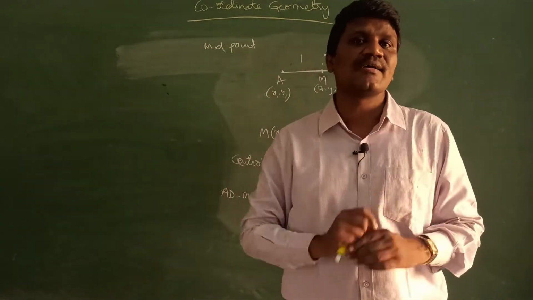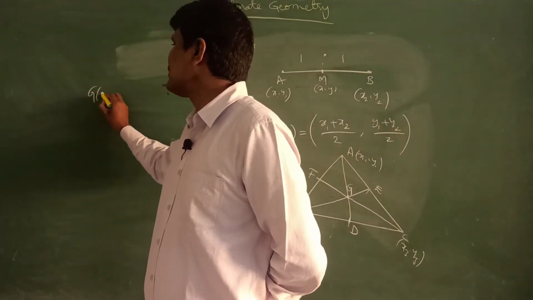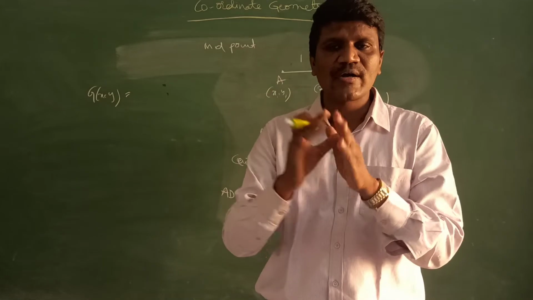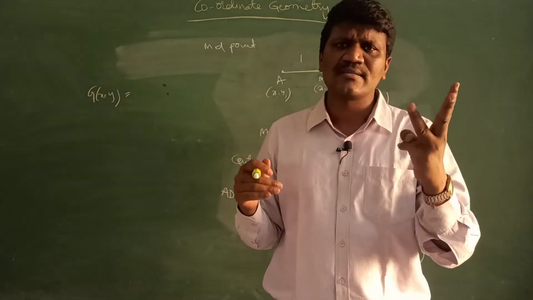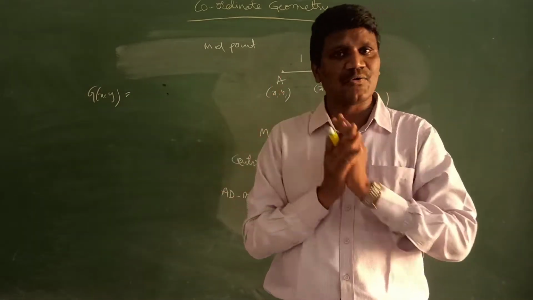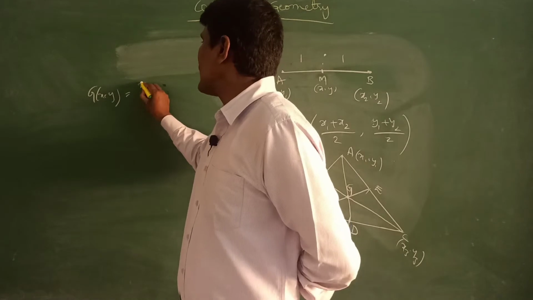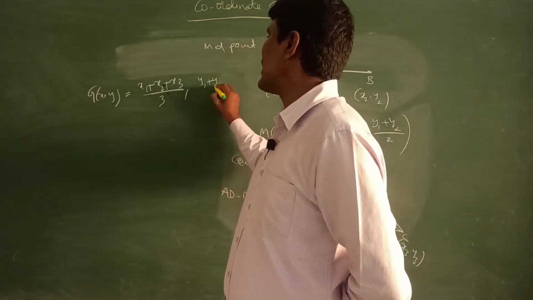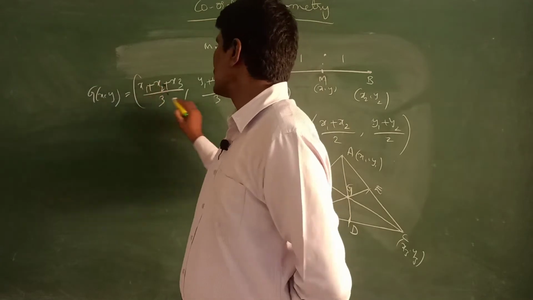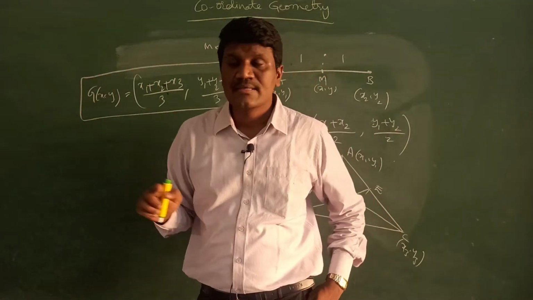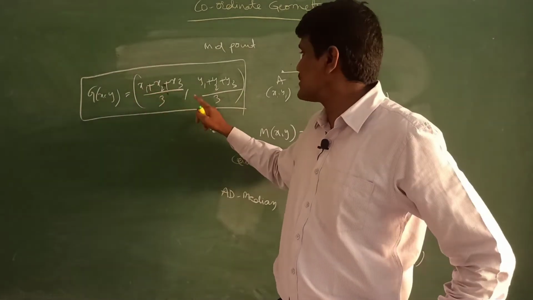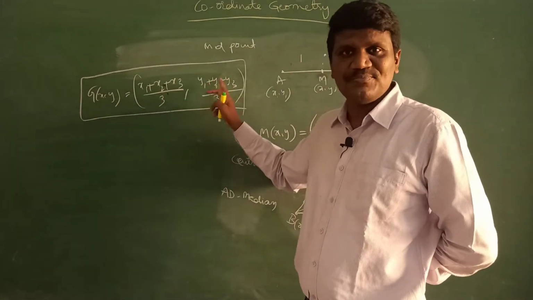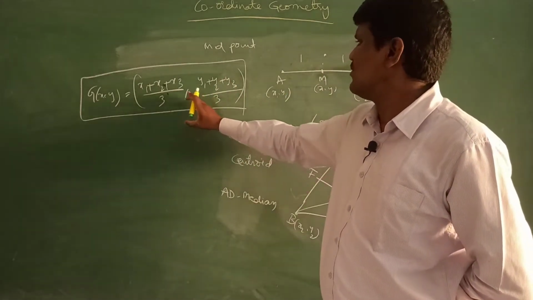Now what is the formula for the centroid? The formula for the centroid G(x, y) is the same as the midpoint. For the midpoint there were 2 points, and we took the average of the x coordinates and the average of the y coordinates. Here also, if 3 points are there, take the average of the x coordinates and the average of the y coordinates. So G(x, y) is ((x1 plus x2 plus x3) by 3, (y1 plus y2 plus y3) by 3). Because there are 3 points, we divide by 3. So this is one more formula.